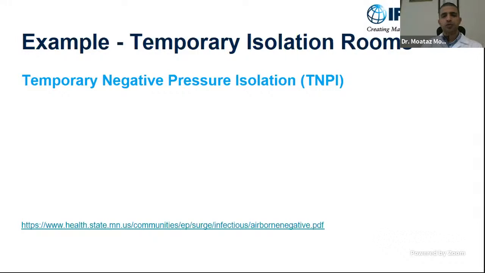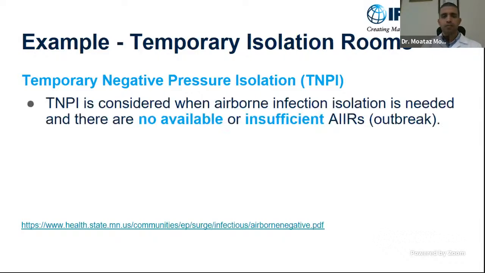And it consists of two components. The first is you try to make temporary negative pressure isolation in your isolation rooms. Of course, such rooms have to be single bedrooms. You cannot have more than one patient inside this room, and it has to have a window and access to a private bathroom. So the temporary negative pressure room is considered whenever airborne infection isolation is needed in case of outbreaks, and there are no available or insufficient standardized isolation rooms in the hospital.